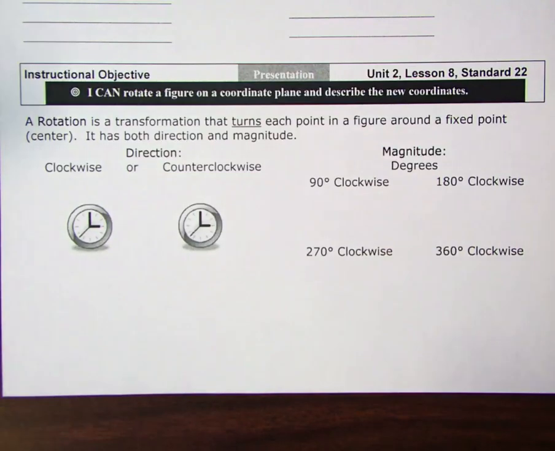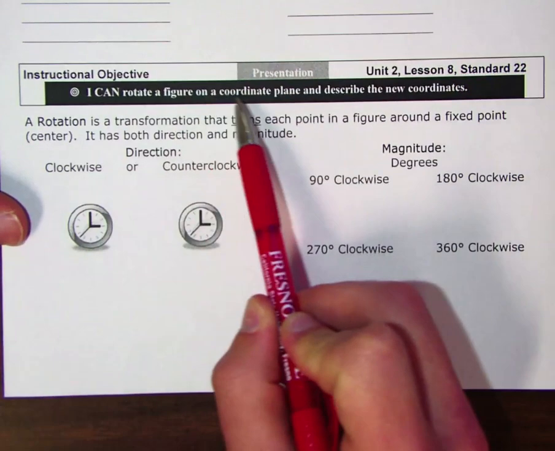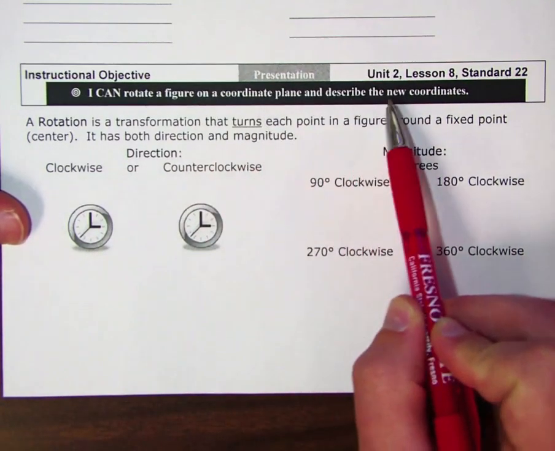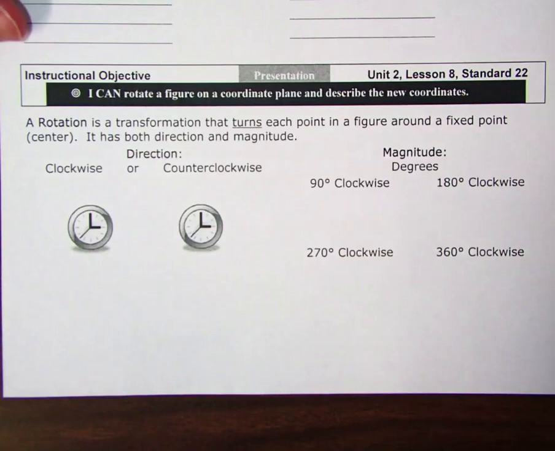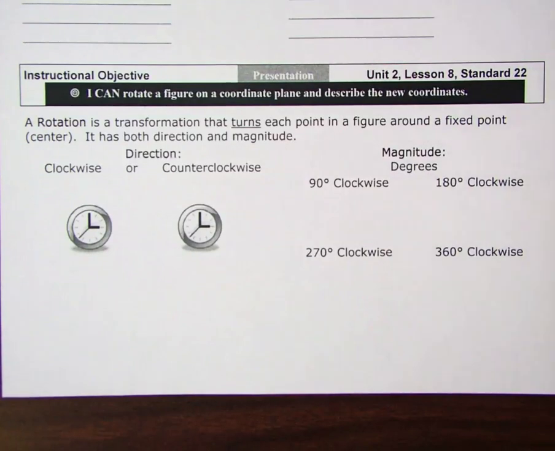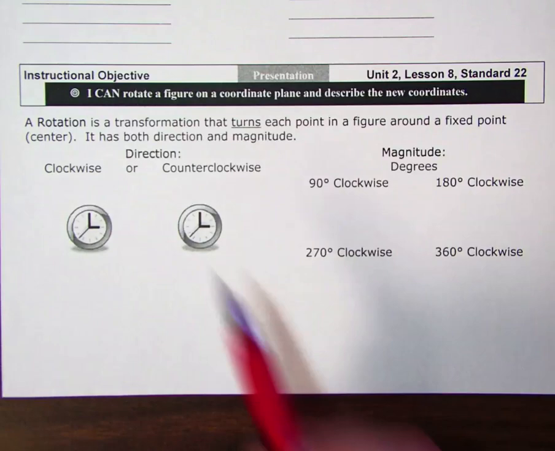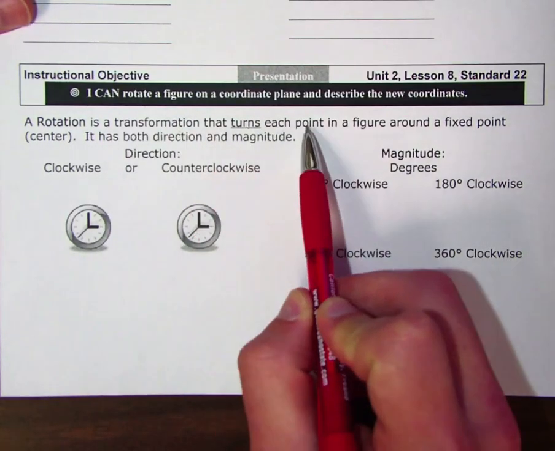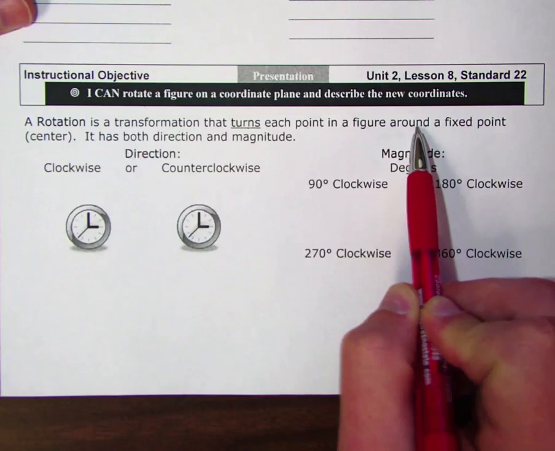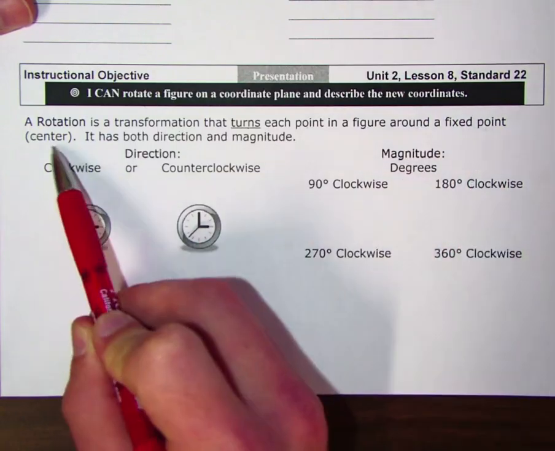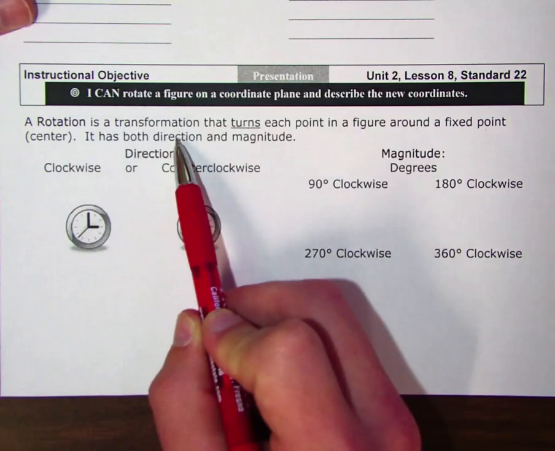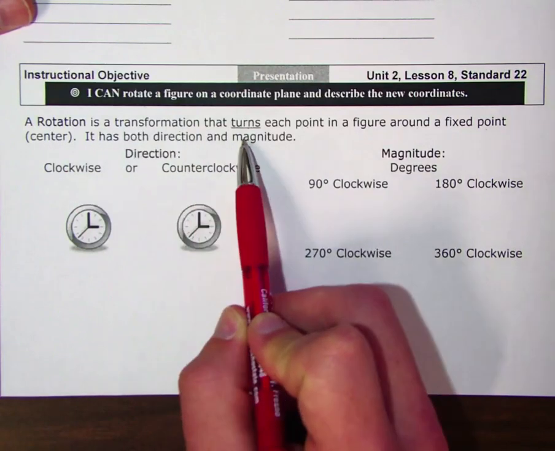Unit 2, Lesson 8. I can rotate a figure on a coordinate plane and describe the new coordinates. So this is the last type of transformation, which means change. It's a rotation. We knew translation to slide, reflect to flip, and now rotate really means to turn. A rotation is a transformation that turns each point in a figure around a fixed point, which we're going to call the center. It has both direction and magnitude.